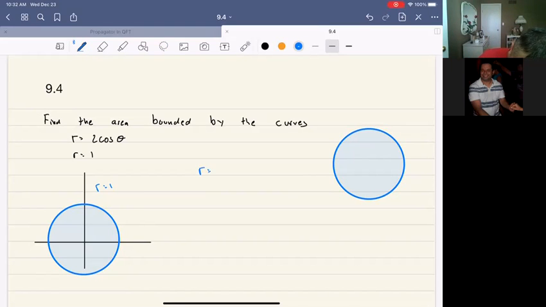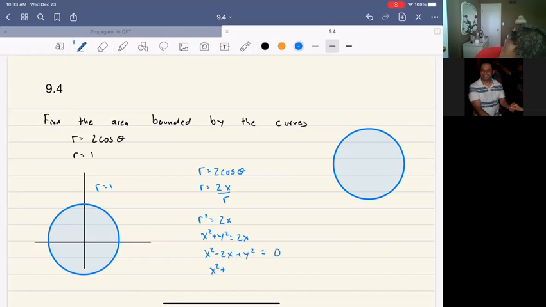So let's take r equals 2 cosine theta. Now remember, from the other videos we know cosine theta is x over r, or x equals r cosine theta. So we're going to write this as r equals 2x over r, so r squared equals 2x, x squared plus y squared equals 2x, x squared minus 2x plus y squared equals 0.